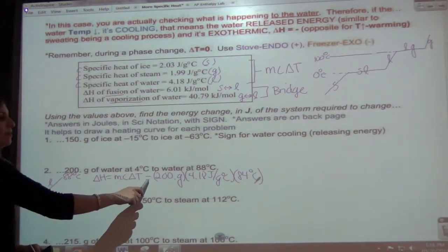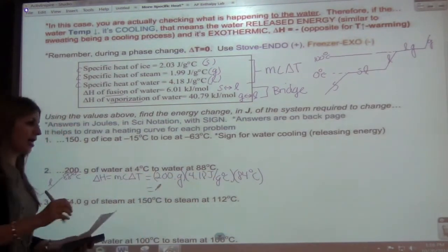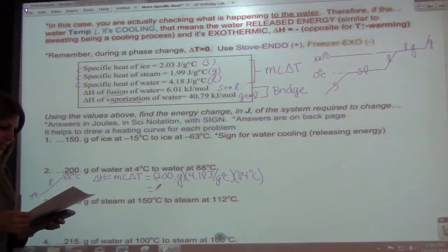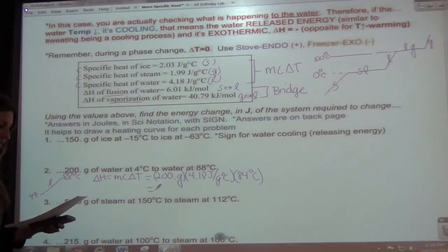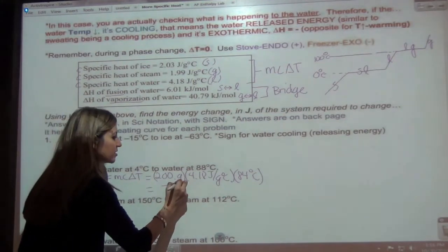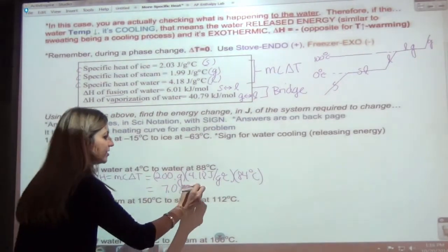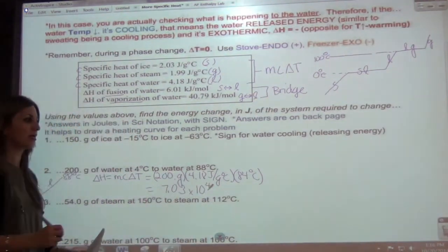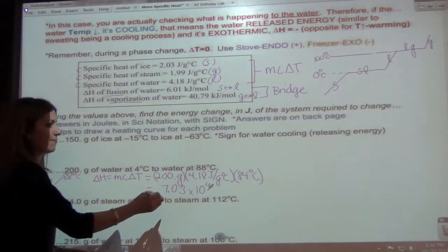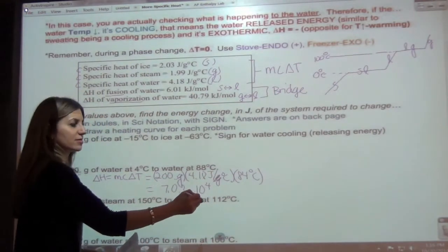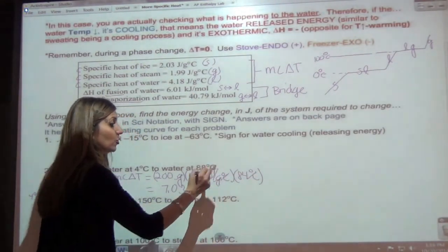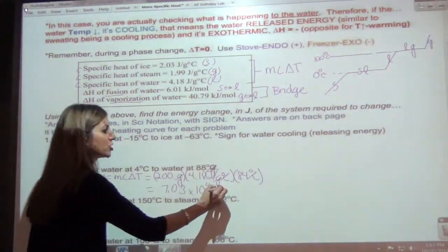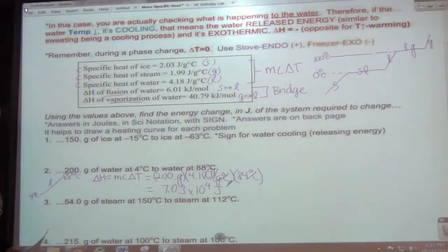Okay? So now we're going to multiply these three, and what you should get is, and then we'll talk about the sign, you should get 7.03 times 10 to the 4th, and what would your units be? What happens to grams? Cancel out. What happens to degrees Celsius? Cancel out. What are you left with? Joules. Awesome, and that's what we wanted. So always check your units, make sure that your units are right, so it's joules.